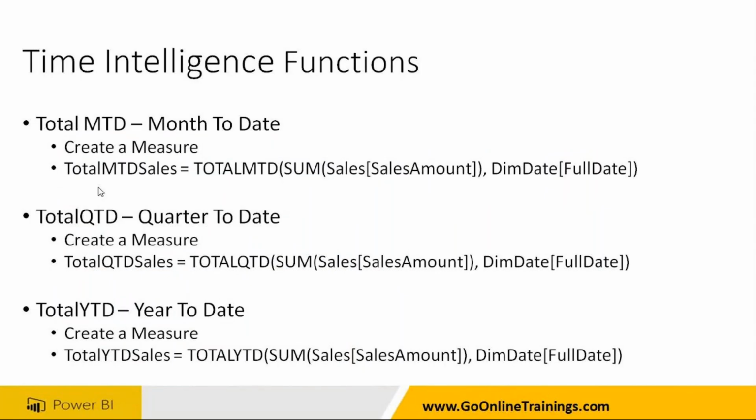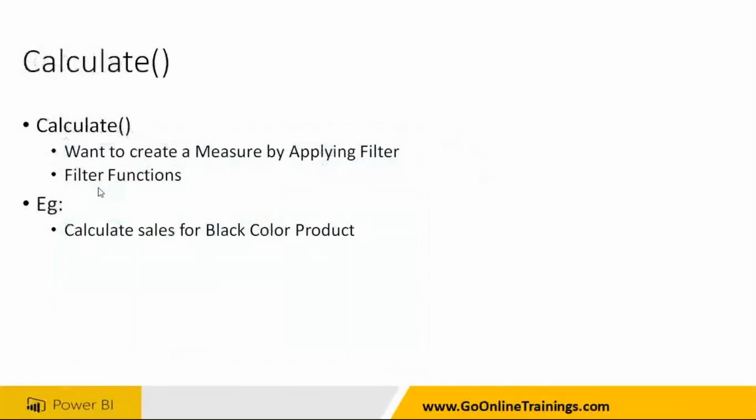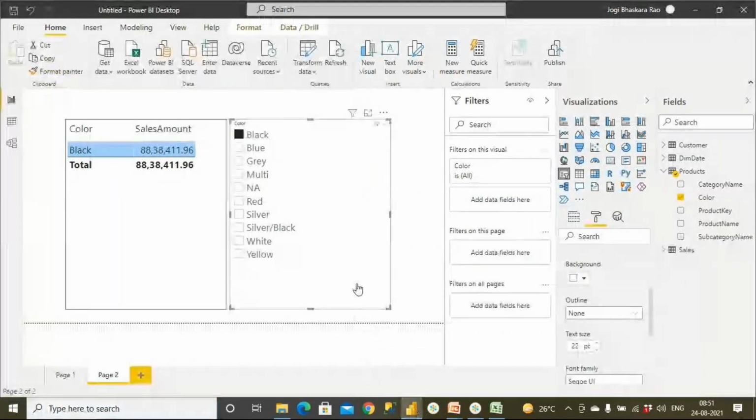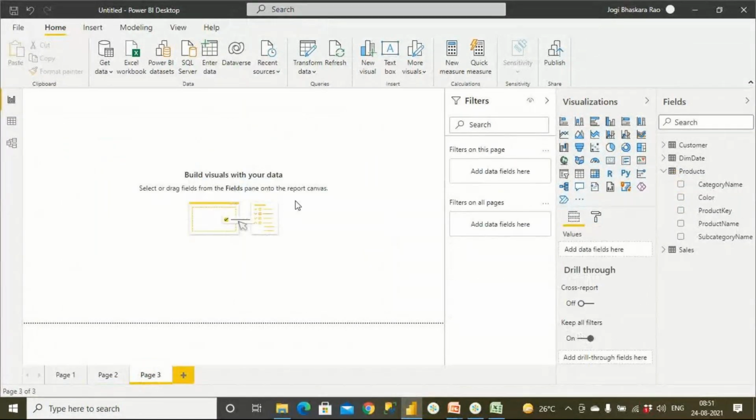Clear? Now the next important functions are called as, previous year, previous quarter, previous month, previous day. Let me start with the previous year. Okay, let me go, and I wanted to create a measure. So simply you go and click on a new measure.